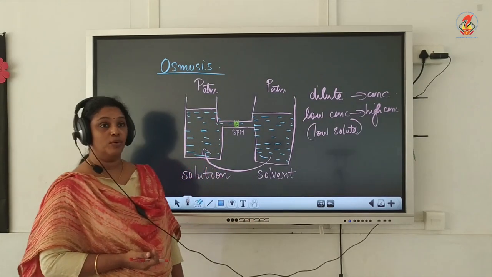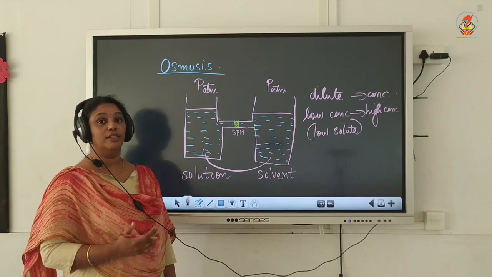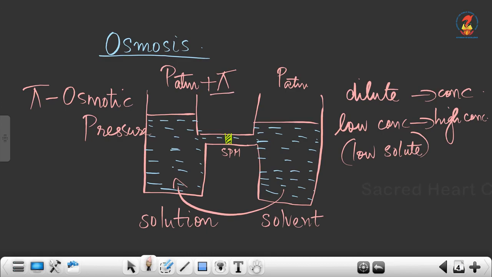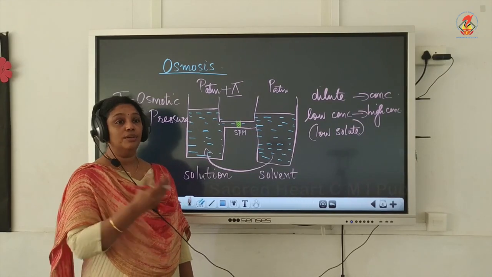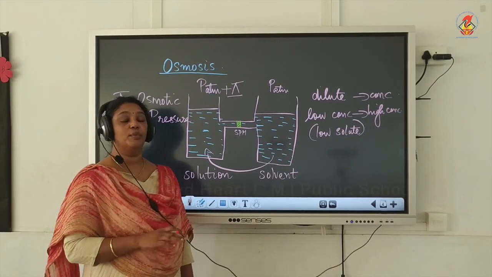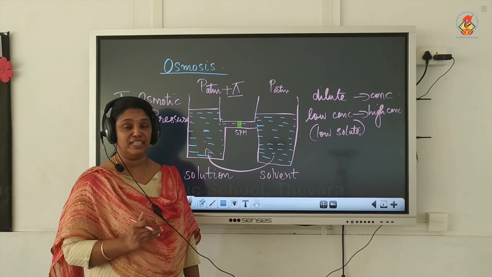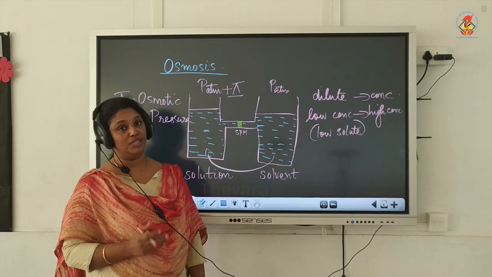Now, suppose I apply a pressure greater than P atm, and I am going to represent that pressure with pi. We call this pressure pi the osmotic pressure. I have applied this pi to the solution side. We can see that the process of osmosis stops. That means there will be no flow of solvent through the semi-permeable membrane to the solution side.